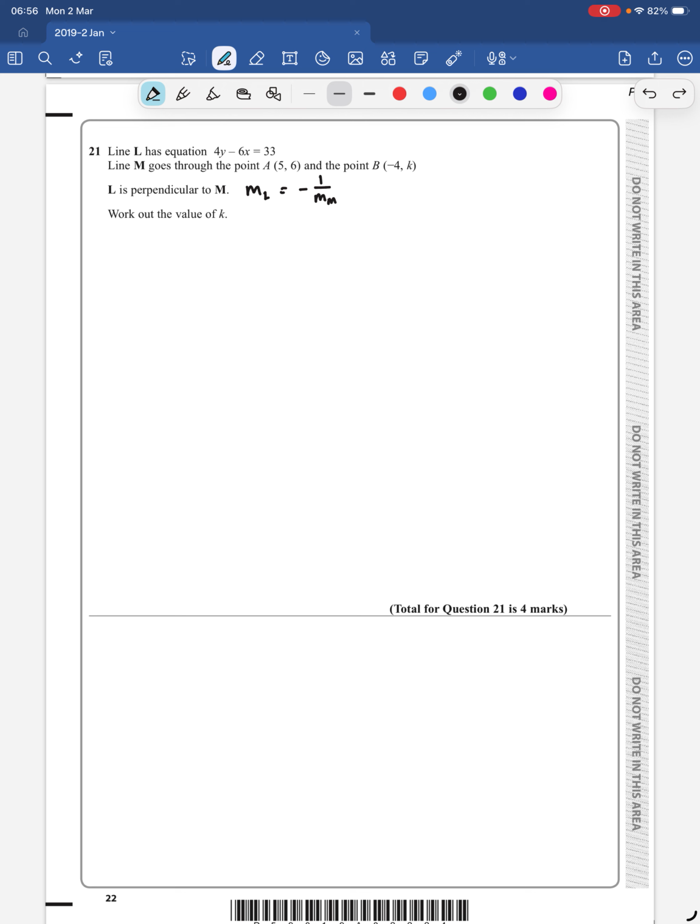Okay, so L's equation, I'm going to put a code on there rather than an equals sign. 4y minus 6x equals 33. And I want this in the form y equals mx plus c. So I can say 4y equals 6x plus 33. I'm getting there. I need to divide through by 4.